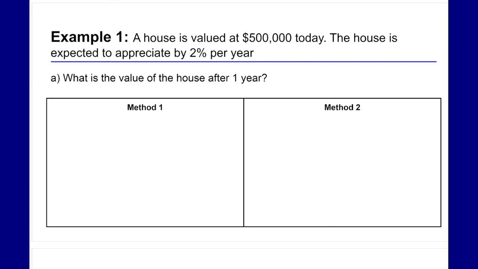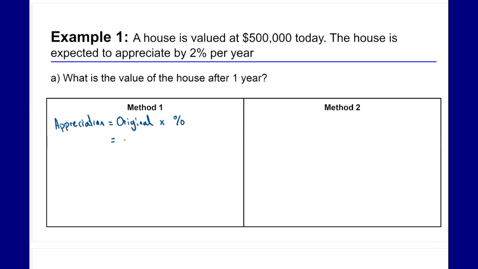So we're going to look at method one. That was the first formula that was presented, right? So we had to find the appreciation. And it said that the appreciation was equal to the original multiplied by the percent.